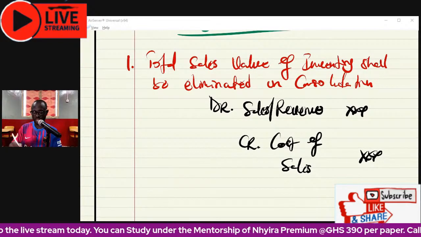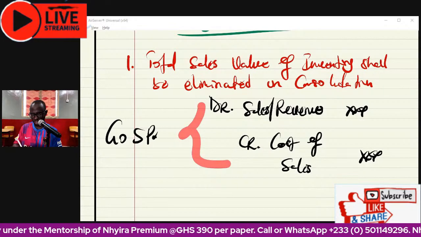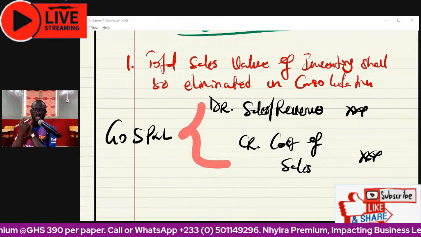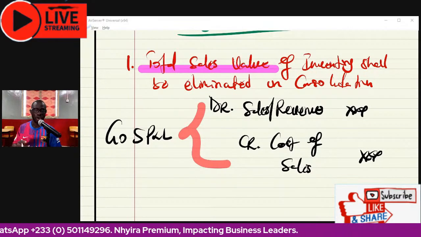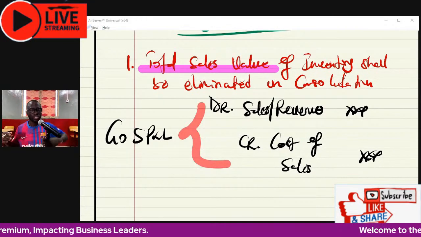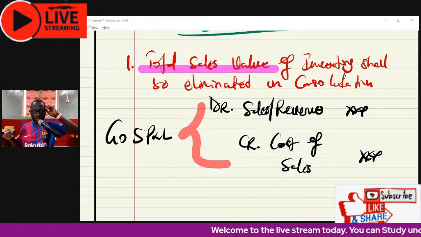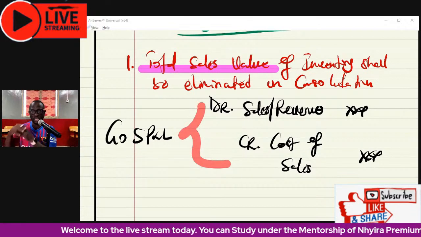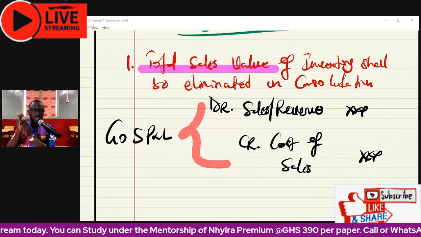So that's the first thing you must understand. Now, we do this when we are preparing the consolidated statement of profit or loss. If you are preparing the consolidated statement of profit or loss, number one, the total sales value of inventory during the post-acquisition period shall be deducted from the sales revenue and shall be deducted from cost of sales. That is the first thing we must be aware of.